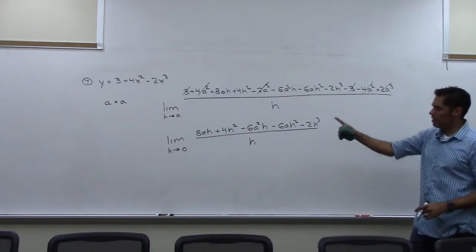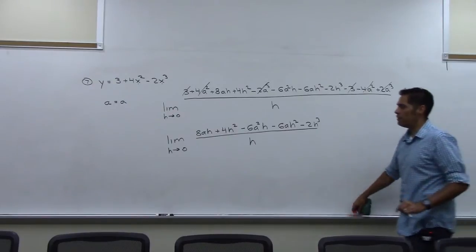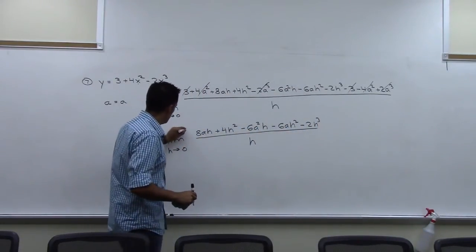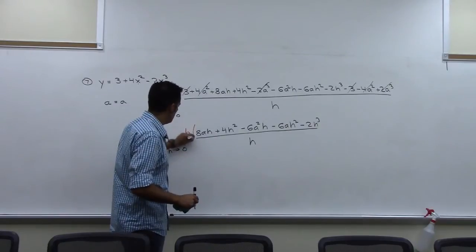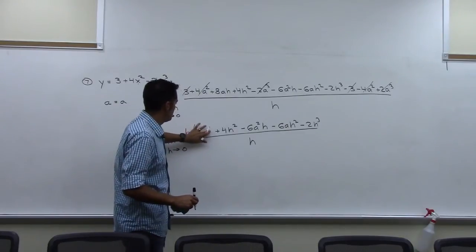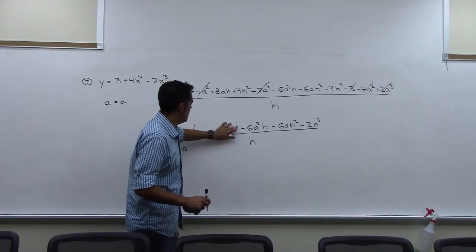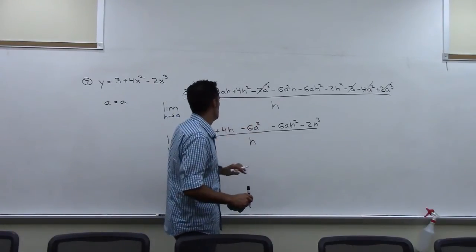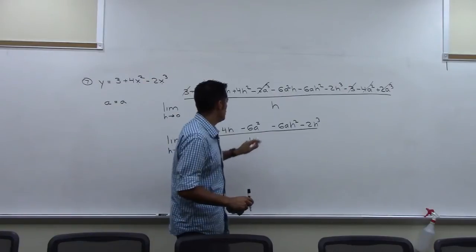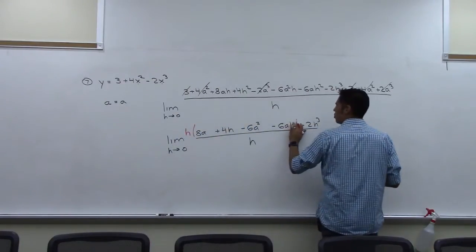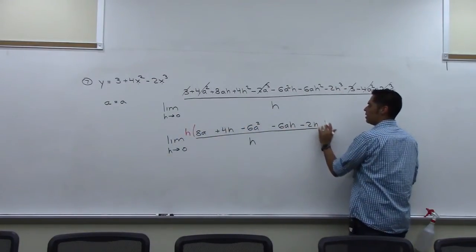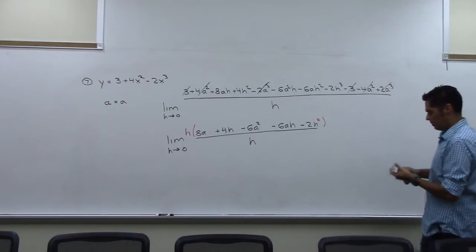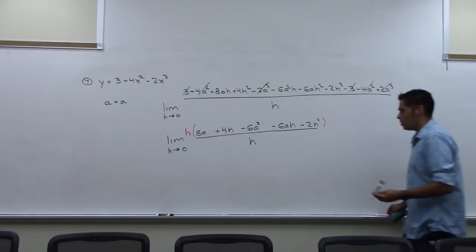Now, since everything in the numerator has an h in it, I will factor an h out. So I'm going to do this without having to rewrite the whole thing. Here I pull an h out. When I pull an h out, that h goes away. This h squared becomes an h. This h goes away. And this h squared becomes an h. And this h cubed becomes an h squared. Like that. And then those h's will go away.